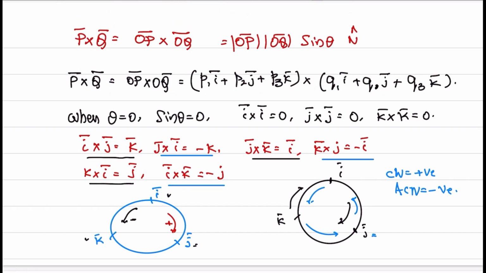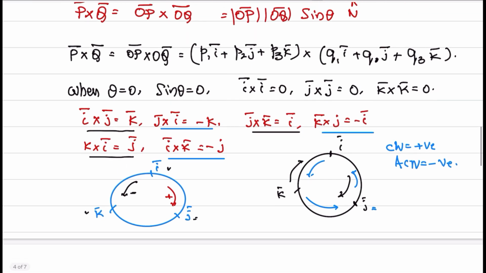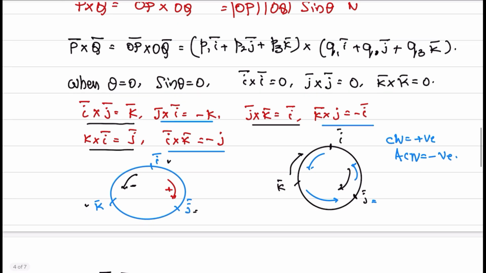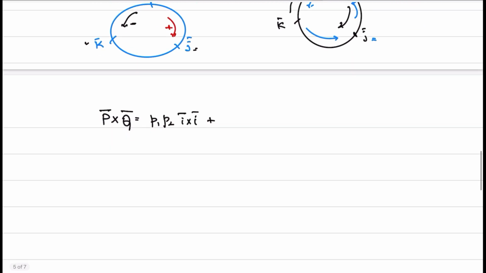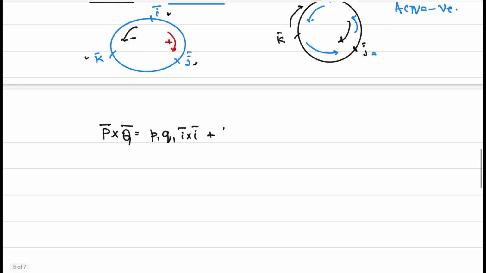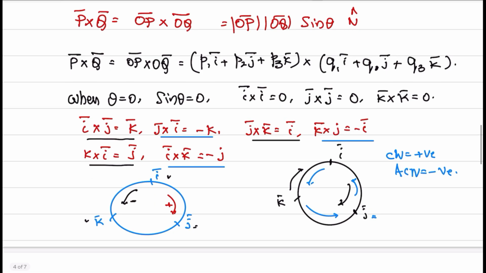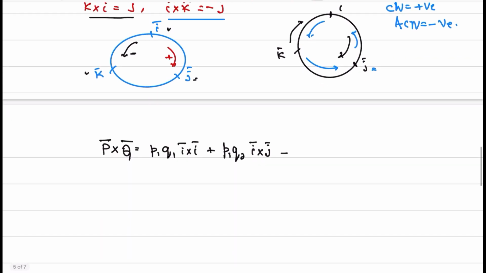P1, P2 into I cross I plus P1, Q1 into I cross, sorry, P1, Q1 into I cross I. P1, Q2 into I cross J plus P1, Q3 into I cross K.